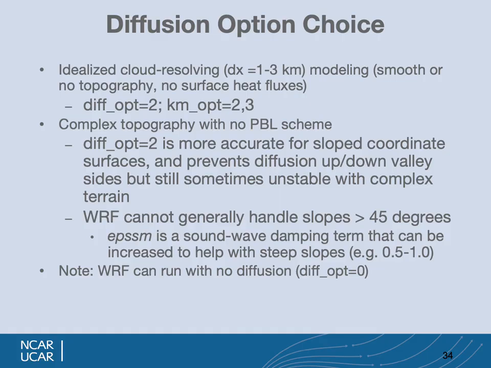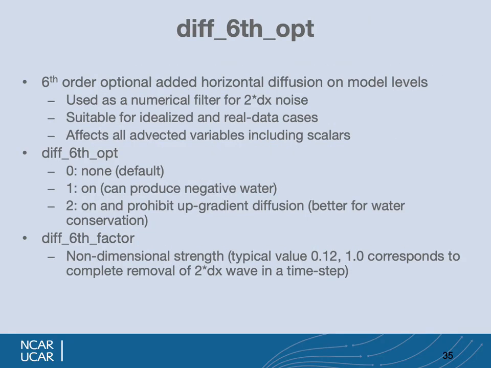Note that WRF can also be run with no diffusion. We don't recommend that because diffusion does represent a physical subgrid mixing that should be occurring. We do have a filter option which is normally turned off called diff sixth opt. It's a 6th order diffusive type term, del to the sixth. It's an effective way of removing 2 delta x noise. It's suitable for idealizing real data cases and affects all vectored variables, including scalars.